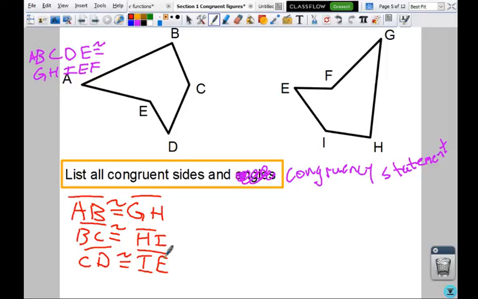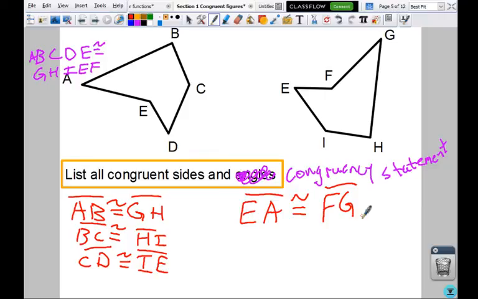Let's keep going. Let me see where we're at. EA is our last one. And Tiana, what's EA going to be congruent to? FG. Alright, and then let's make sure we got them all. There's 1, 2, 3, 4, 5.